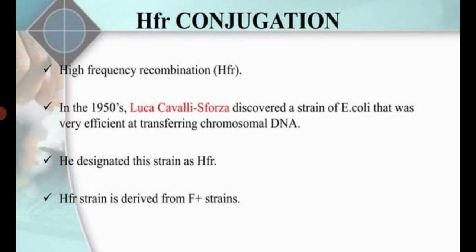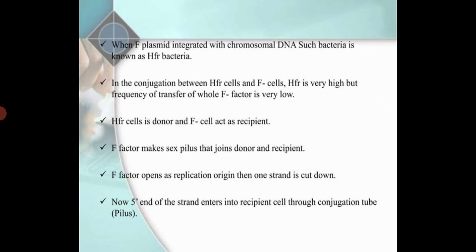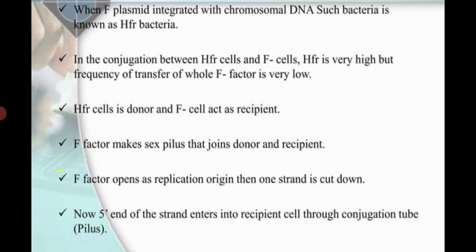In F plus cells, the F factor lies in the cytoplasm, and only rarely does it combine with the bacterial chromosome. The cells in which the F factor integrates into the bacterial chromosome are called Hfr. The cells are called Hfr because they show a very high efficiency of chromosomal gene transfer in comparison with F plus cells. In a conjugation between an Hfr cell and an F minus cell, the frequency of chromosomal transfer is very high, but the frequency of transfer of a whole F factor is very low.